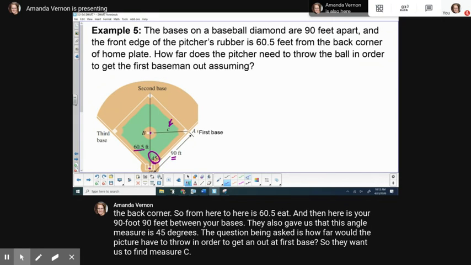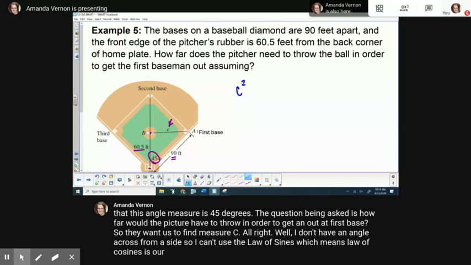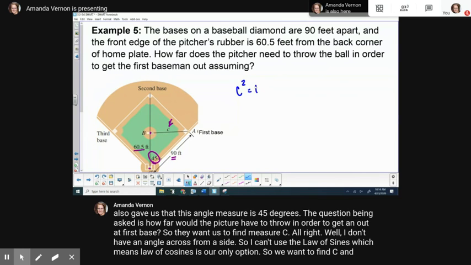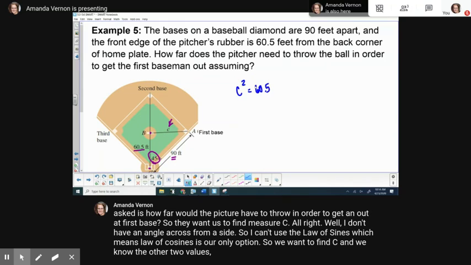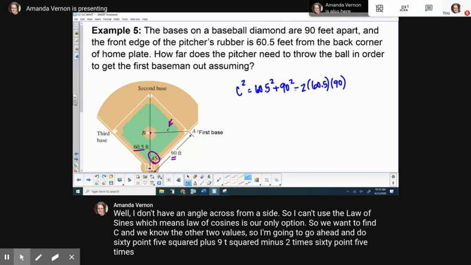All right, well, I don't have an angle across from a side, so I can't use the law of sines, which means law of cosines is our only option. So we want to find C, and we know the other 2 values. So I'm going to go ahead and do 60.5 squared plus 90 squared minus 2 times 60.5 times 90 times cosine of 45.